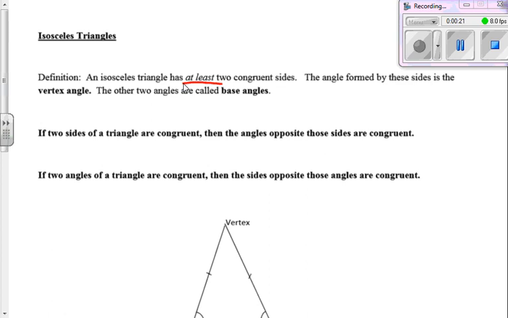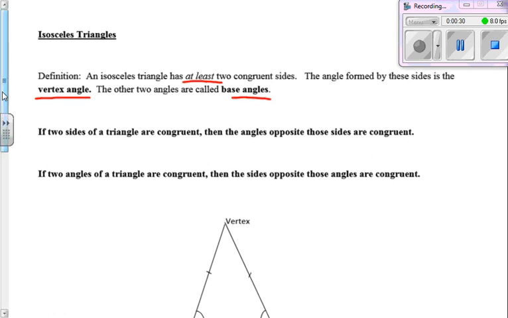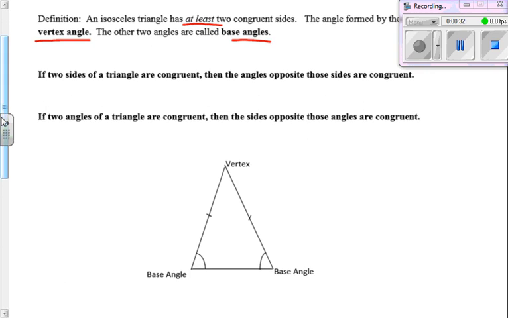The angle that is formed by these sides is called the vertex angle. The other two angles are called base angles. So if we take a look at this picture down here, our vertex angle is right here. It is the angle that is formed by the two congruent sides.